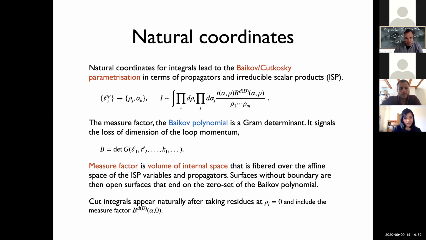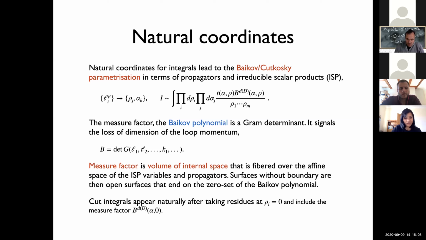Okay, so doing this coordinate transformation, we then arrive at this form of the integral. So the integral is given as a measure in terms of these propagator variables and the ISPs. And then there's this expression where you still see the tensor insertion T. You see the propagators in the denominator, and then you see this Jacobian factor, the B to the power D. So this is the so-called Bykov polynomial, and it's given as a gram determinant of a gram matrix, as written a bit further below.